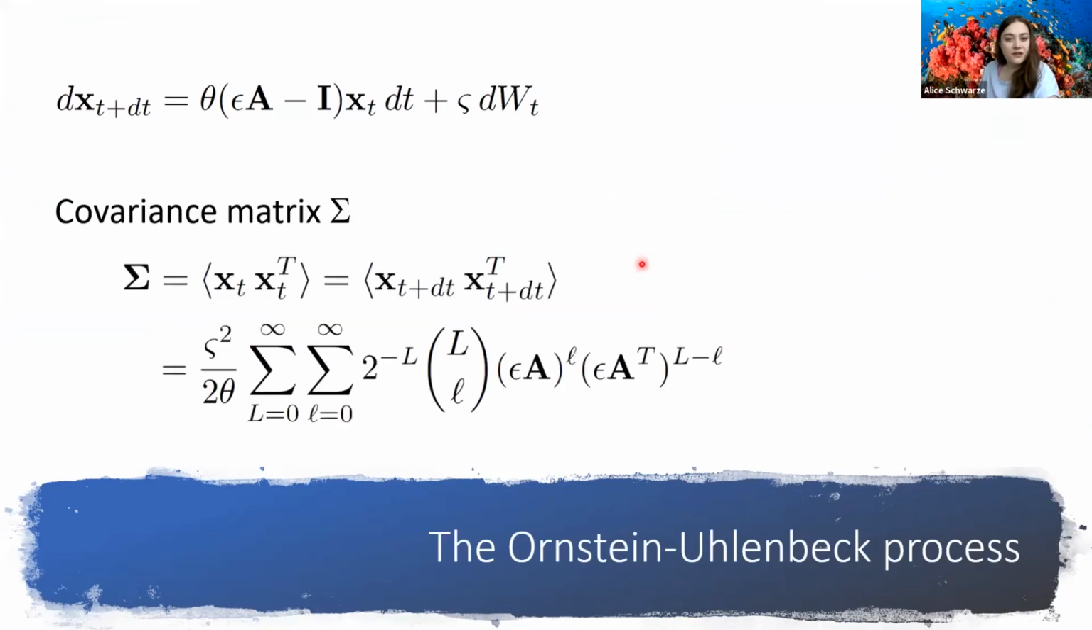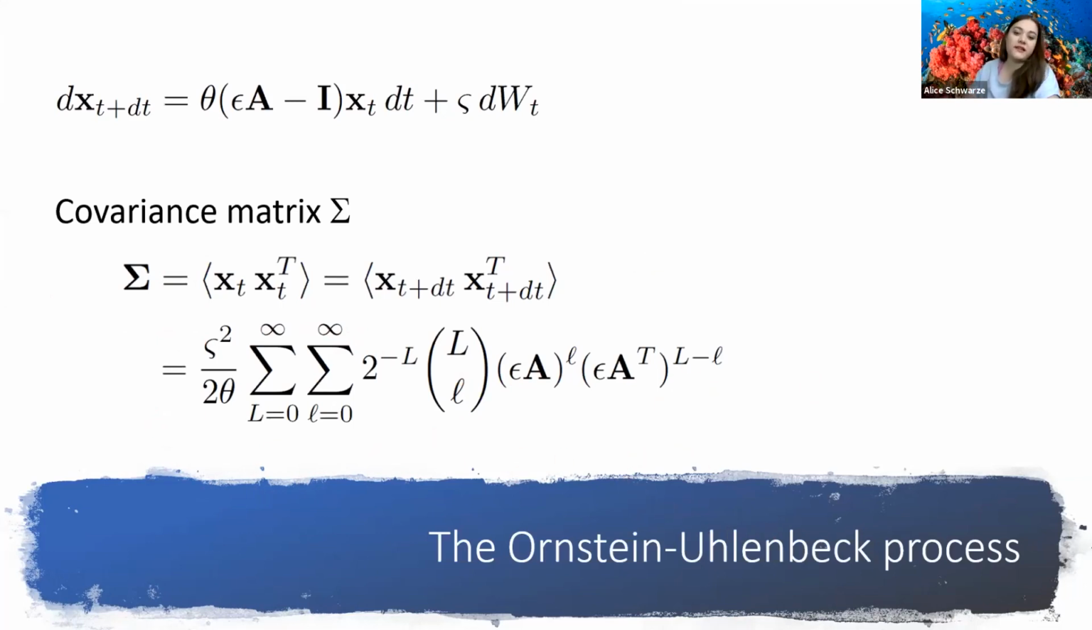A nice feature of the Ornstein Uhlenbeck process is that one can derive its steady state covariance matrix, which I call sigma, in a very nice form. You see here that sigma is a matrix power series of the adjacency matrix. And this equation tells us that you can get the covariance matrix just by summing over two indices. So we have here uppercase L and lowercase l. And each of these terms corresponds to one summation of some product of matrices.